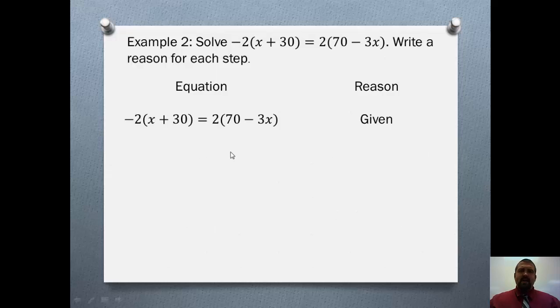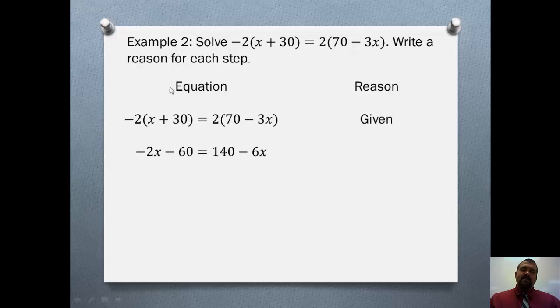Alright, example 2, I gave you a little bit more difficult equation. Negative 2 times the quantity of x plus 30 equals 2 times the quantity of 70 minus 3x. And I need to again write a reason for each step. So first step, recopy it down, given. Always, always do this.